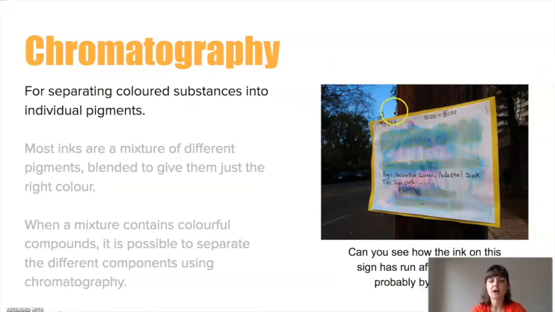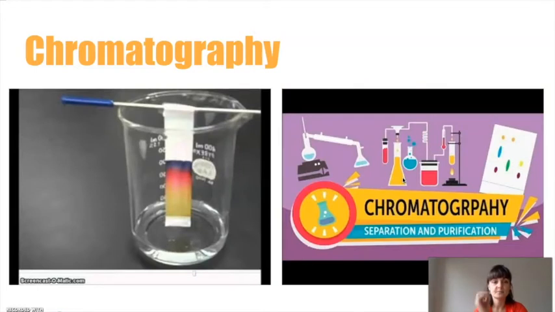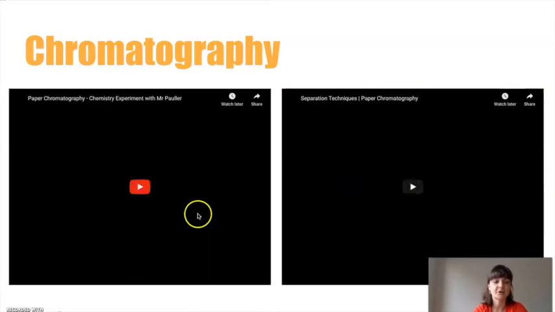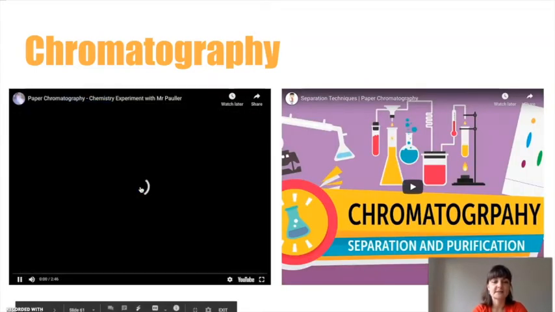So, in this example over here, you can see that a sign has been rained on, and so you can no longer see what pictures or words were drawn on the sign because the colors were separated into all the different pigment components. Let's have a look at chromatography by looking at these videos.